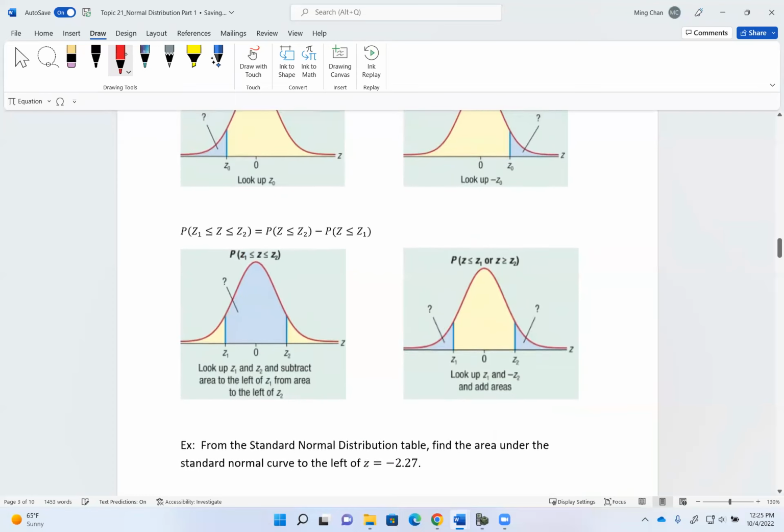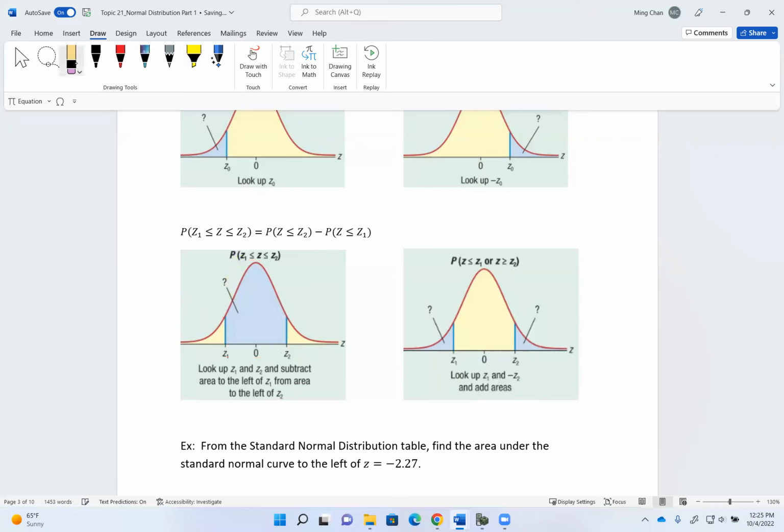To find the area in between two z-scores, we look up the area to the left of the bigger z-score, because the bigger z-score covers more area to the left. Then we look up the area to the left of the smaller z-score. The answers I get are both to the left. If I take the bigger area and subtract the smaller area, that will leave me the area in the middle. So we subtract the two areas.